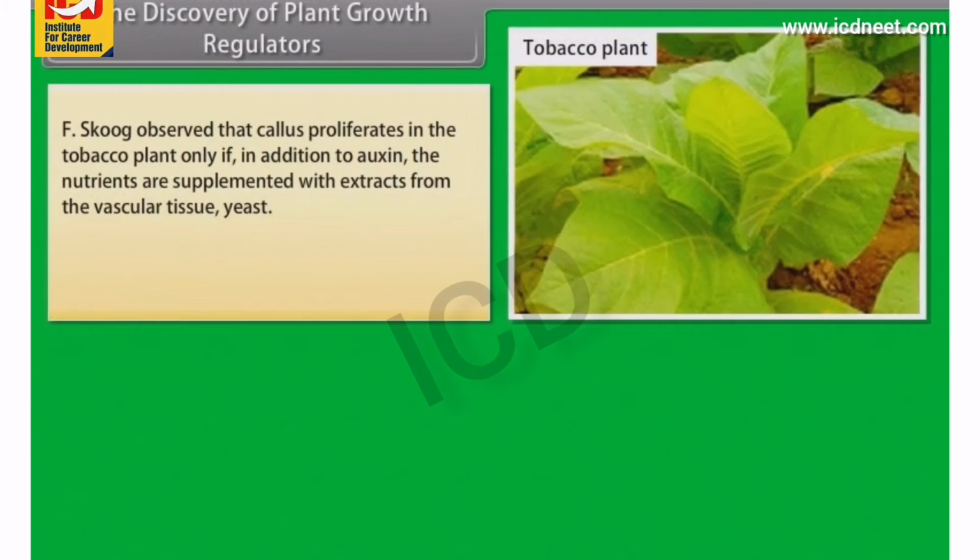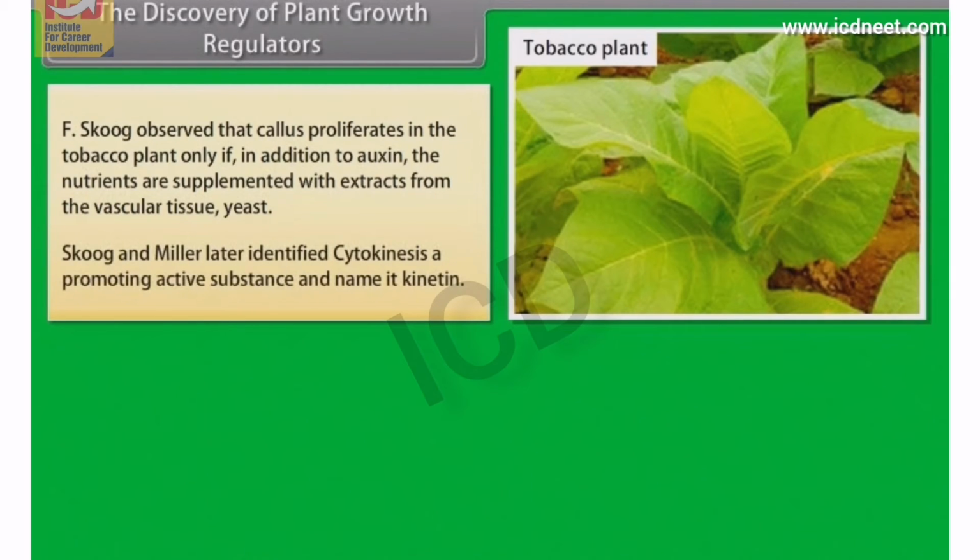The discovery of plant growth regulators. F. Skoog observed that callus proliferates in the tobacco plant only if, in addition to auxin, the nutrients are supplemented with extracts from the vascular tissue, yeast. Skoog and Miller later identified a cytokinesis-promoting active substance and named it kinetin.